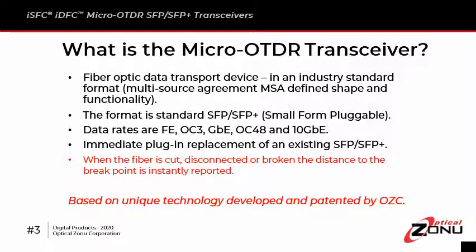The micro OTDR SFP transceivers carry Ethernet data, just like any SFP transceiver does, but with the unique added feature of detecting, locating, and reporting optical fiber faults instantaneously.